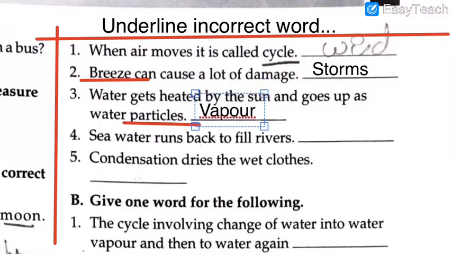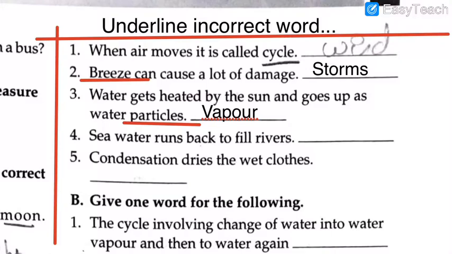So I have written the answer, vapor. So water gets heated by the sun and goes up as the water vapor. So it goes up as the vapor, right? In the form of vapor it goes up, and again it condenses and comes down in the form of rain when it is gathered in the clouds. So this is what the answer should be. I hope that you have written the same answer. If not, it's okay. It's okay to make mistakes. So please write at least the correct answer from the screen.